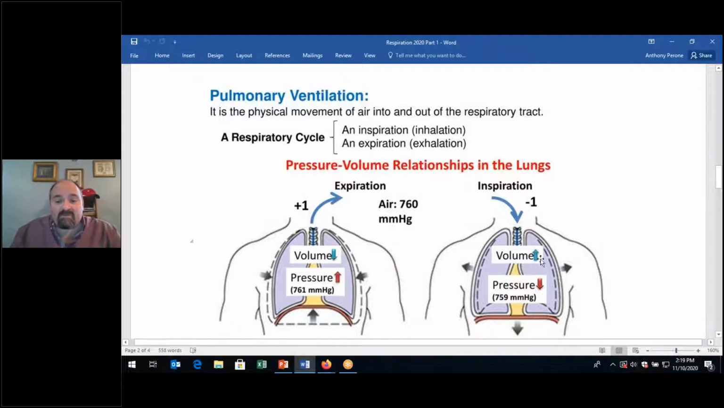Here we have larger volume, less pressure. The pressure is a little bit less, 1 millimeter of mercury less than the atmospheric pressure, so air will naturally enter into the lungs. Okay, that's an important concept.